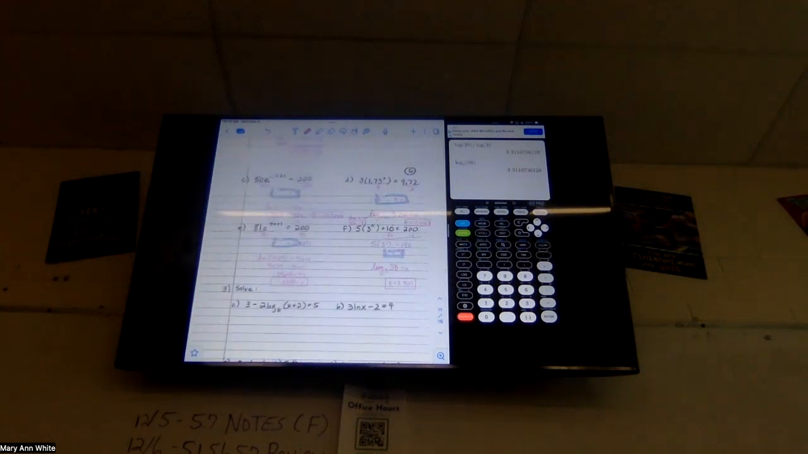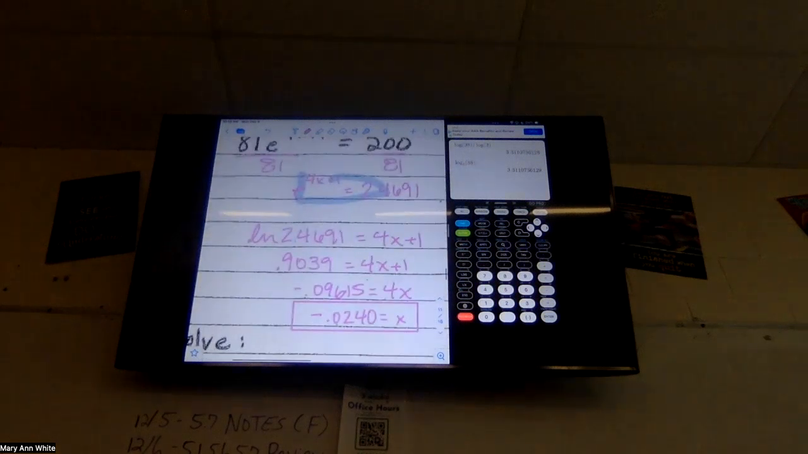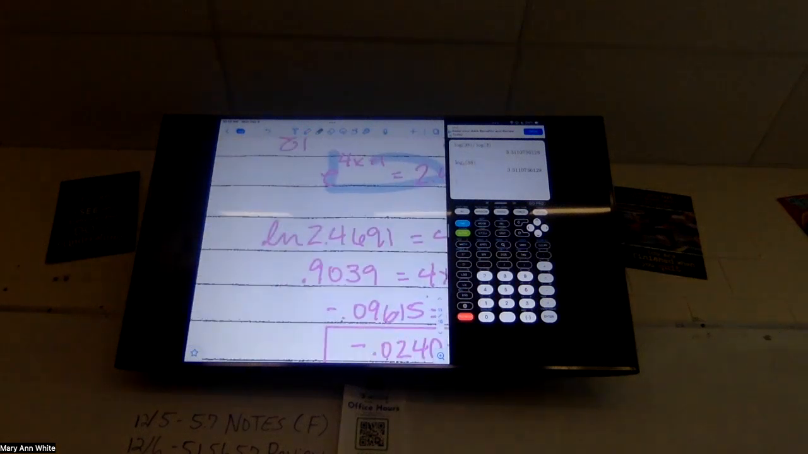All right, Brian. How do you do the ln? ln is just a button on your calculator. Do we do it the same way? No, this says ln, which is natural log, and there's a button that says ln on your calculator. So you just press ln and then the number.